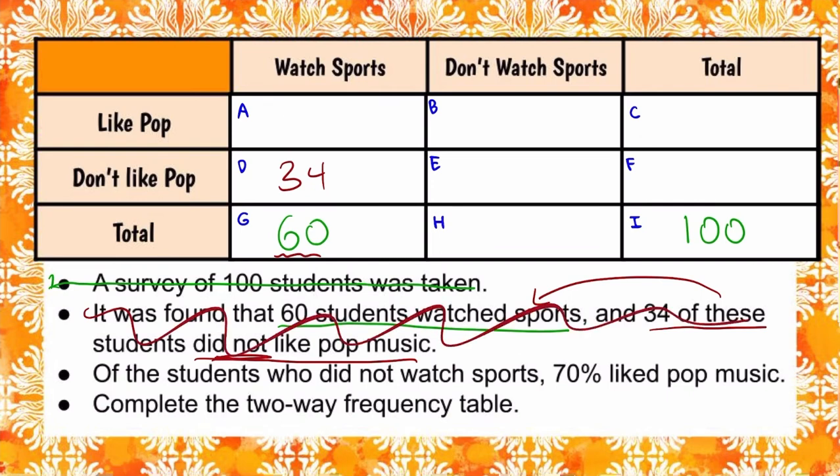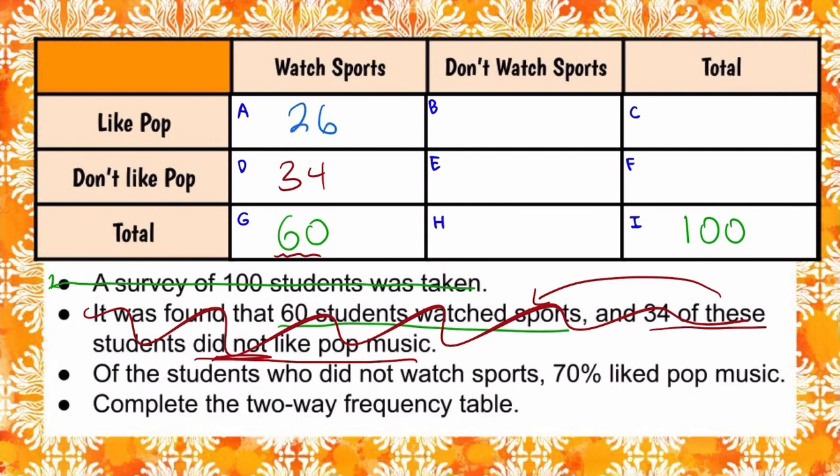We got 2 things out of that. Now we could figure out box A. We just have to subtract 60 minus 34. You could put that in your calculator. What do you get? 26.